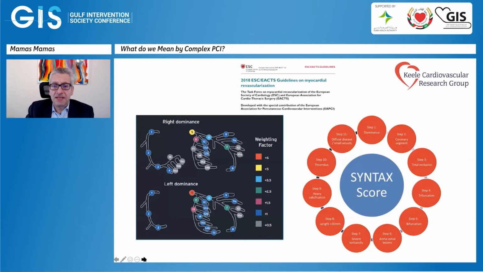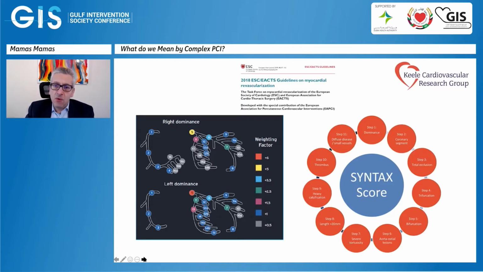Well, this is the European Society Guidelines on Myocardial Revascularization, and they define complex PCI in terms of distribution of disease, i.e. the SYNTAX score. And the SYNTAX score considers coronary segment length, occlusions, whether it's a bifurcation, trifurcation, tortuosity of the disease, how long the lesions are, whether they're calcified or thrombotic, and whether the disease is in small vessels and diffuse.